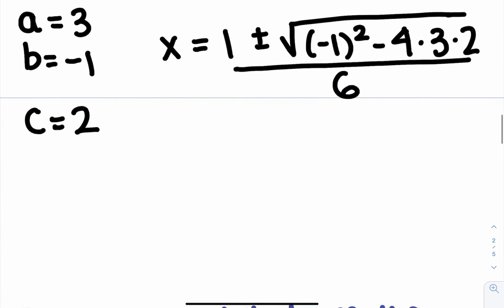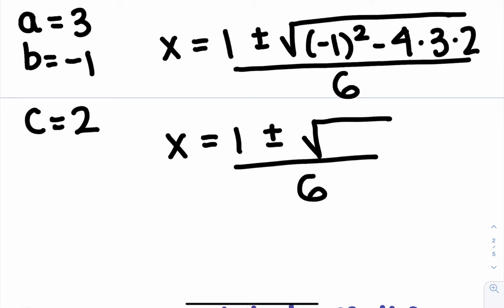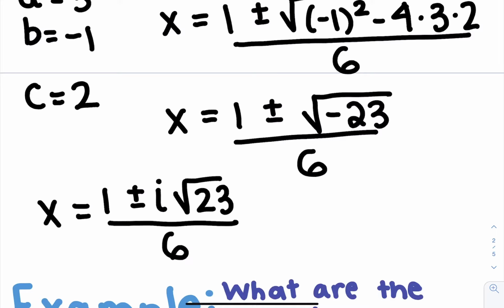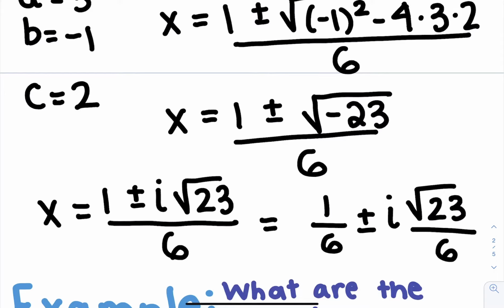Now we're going to simplify, so we'll write x equals 1 plus or minus the square root of whatever that number is all over 6. Right here, if you want to take what's in the square root and plug it right into your calculator with parentheses like that, you can go ahead and do that. If you do, you're going to get a negative 23. My last step is to rewrite that square root of negative 23 as an imaginary number. So I'm going to rewrite this as x equals 1 plus or minus i square root of 23 all over 6. Or our solutions are 1/6 plus or minus i square root of 23 over 6.